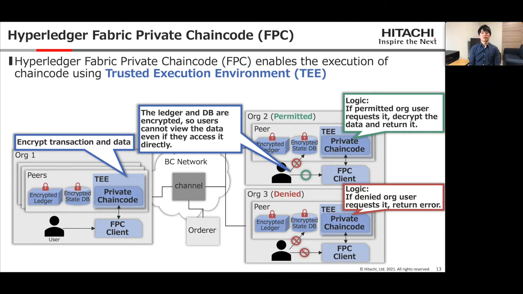Hyperledger Fabric Private Chaincode enables the execution of chaincode using a Trusted Execution Environment. Transactions and data are encrypted and returned to the ledger. Since the ledger and state database are encrypted, transactions and data cannot be retrieved by direct access. By including logic to control access rights in the private chaincode, the system can control where transactions and data are published.